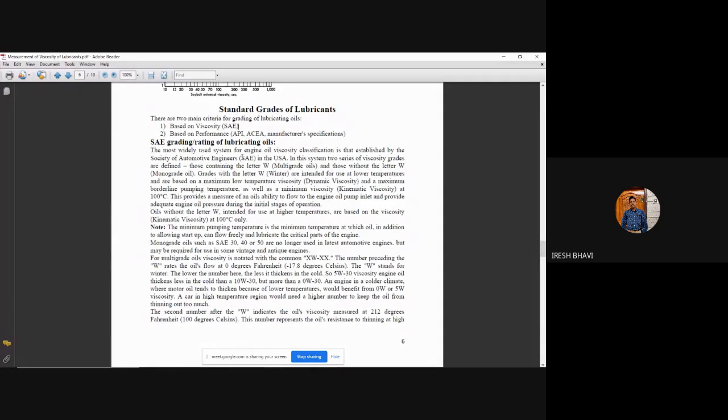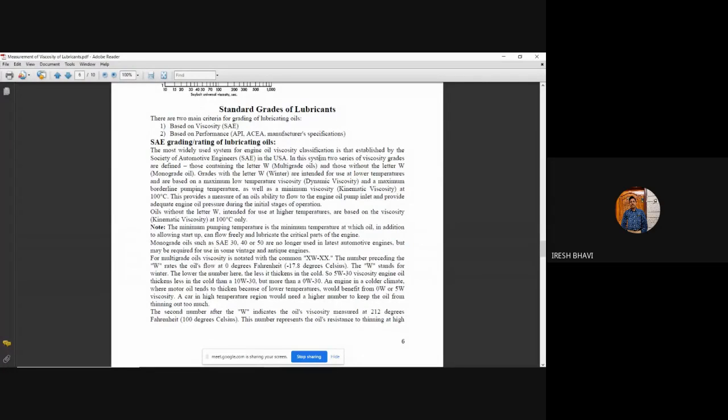That is why when you go and purchase lubricating oil, you will say, I want a lubricating oil of SAE 30 or SAE 20W40 or SAE 20. Like that, you will be buying lubricating oil based on the SAE rating only in India. Okay. The most widely used system for engine oil viscosity classification is that established by the Society of Automotive Engineers (SAE) in the USA.